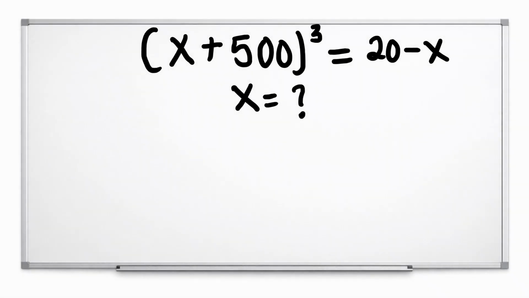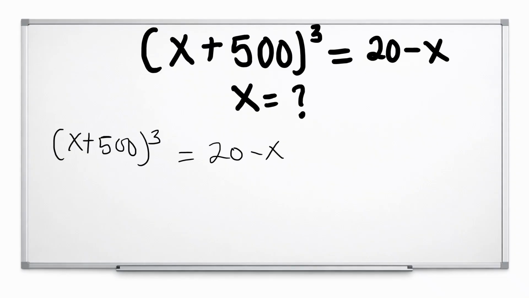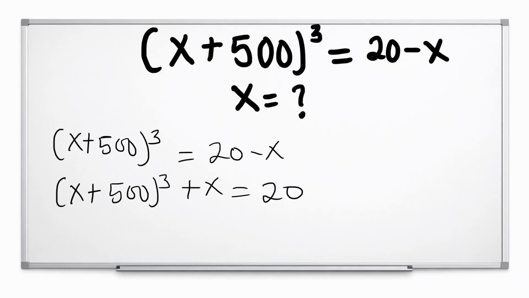the value of x. To do that, let's rewrite the given equation to be (x + 500)^3 = 20 - x. Now moving this x to the left hand side, here I'm going to have (x + 500)^3 + x = 20. Now I'm going to do something very interesting here.